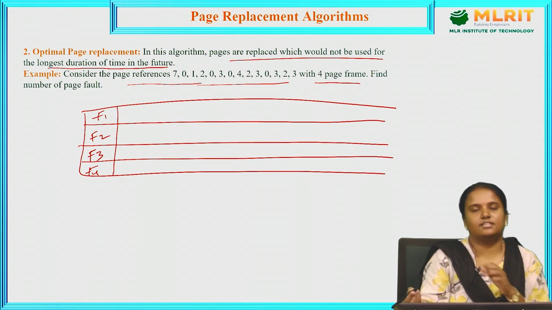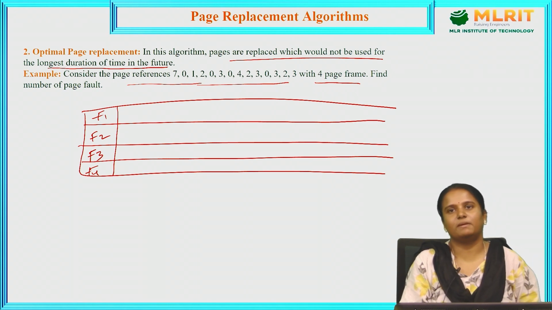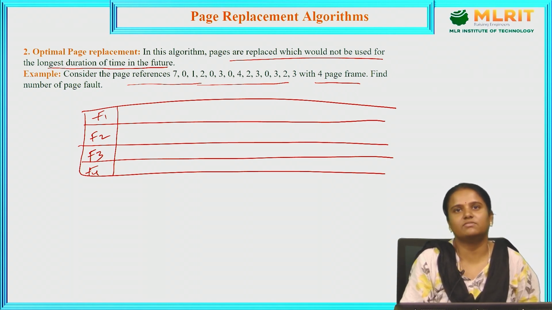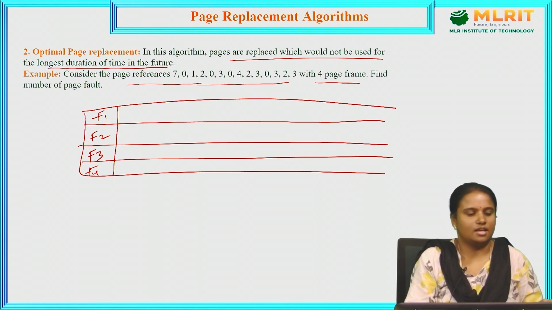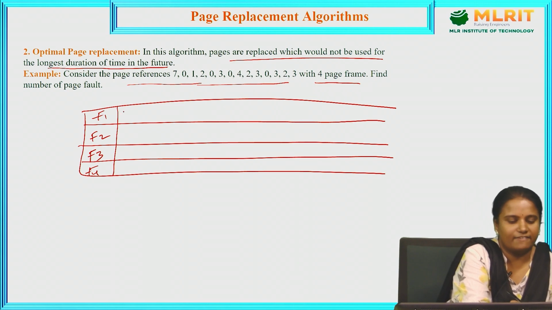So first, what is our page replacement algorithm? It is nothing but the optimal page replacement algorithm. In this we are going to replace the page that will not be used for the longest duration in the future. So first, what is the first page we are inserting? 7. 7 is inserted in frame 1. So it is a page fault.